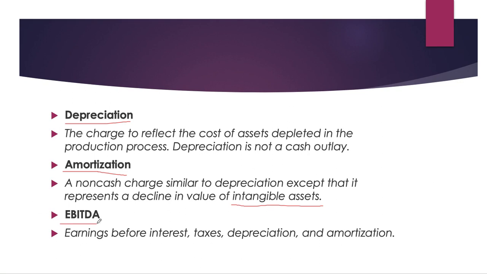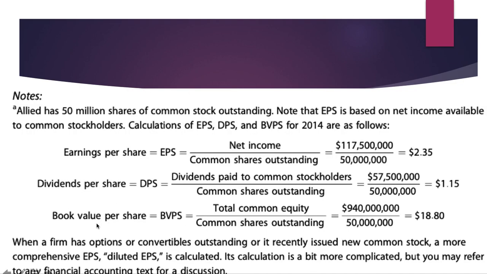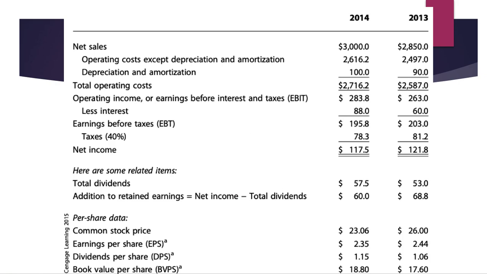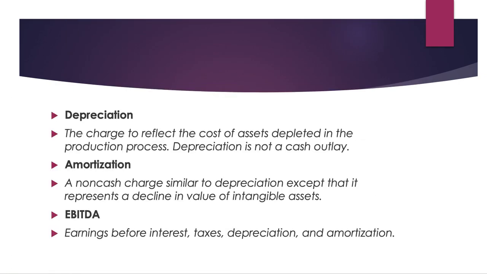We have already explained what EBITDA is. We have the previous definition for EBIT, earnings before interest and taxes. And then here we have earnings before interest, taxes, depreciation, and amortization. That's called EBITDA.